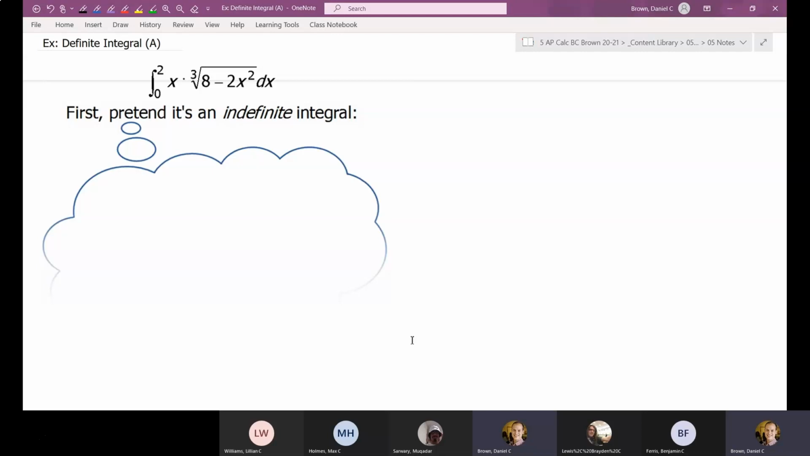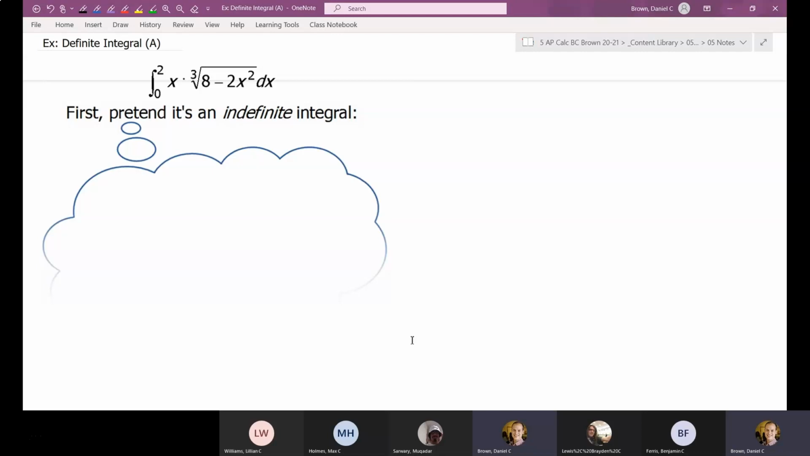For me, the easiest way to do a definite integral when you have to do u sub is to just treat it like an indefinite integral, work it out like an indefinite integral, and then at the very, very end, plug in the top number minus the bottom number. There are some things we have to be careful with.